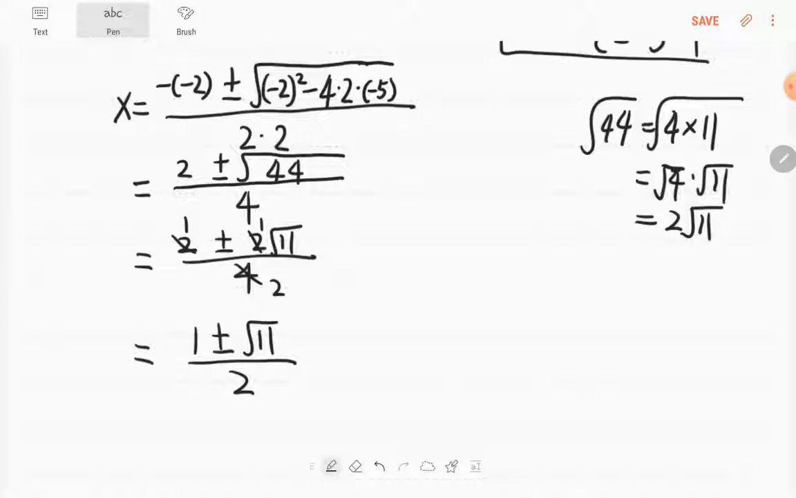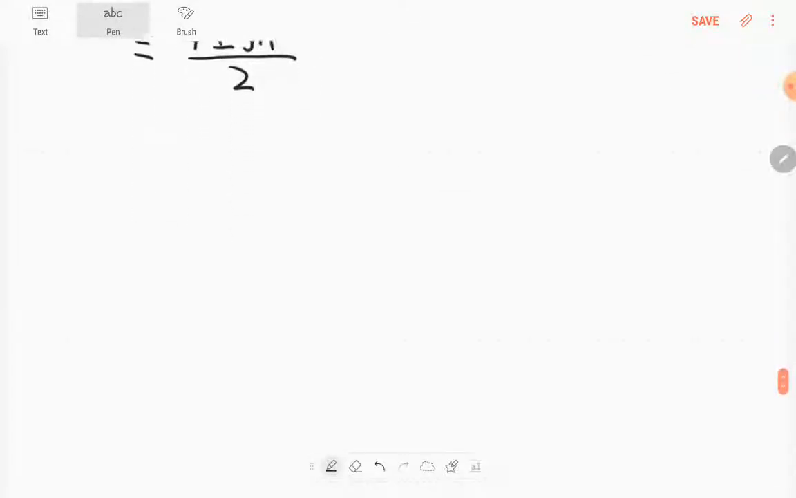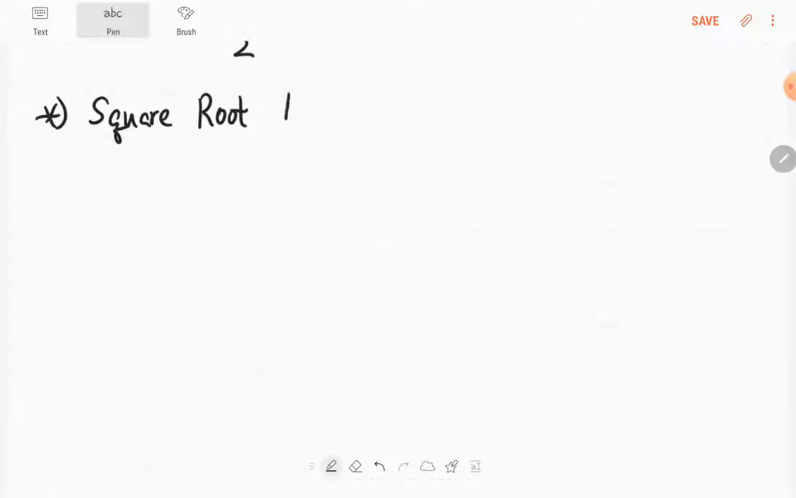And there is a very special equation, which is called the quadratic equation, which is called the square root property. And many students will make mistakes on this property.